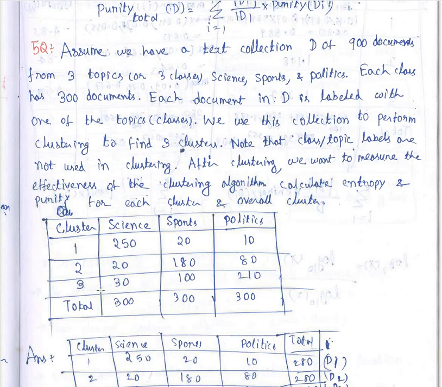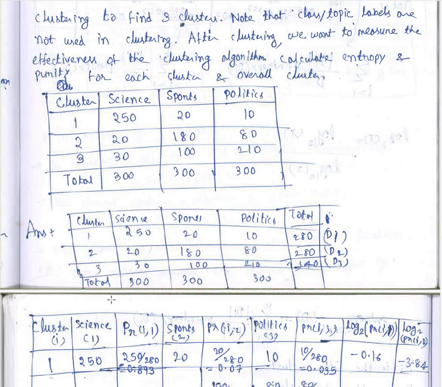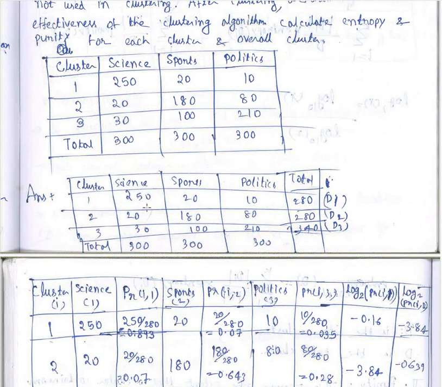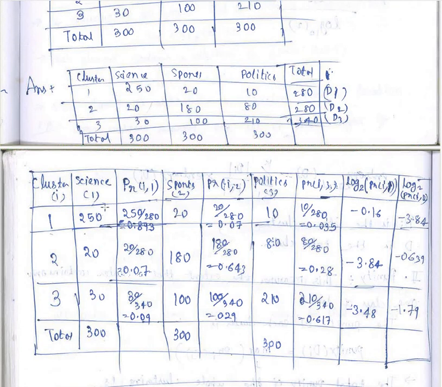After clustering, we want to measure the effectiveness of the clustering algorithm: calculate entropy and purity for each cluster and for the overall clustering. So we find the total here: 250 plus 20 plus 10, 280 for cluster 1, 280 for cluster 2 and 340 for cluster 3. We name them D1, D2 and D3. Here the total is 300 each.